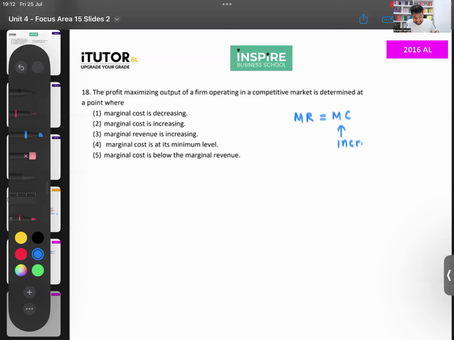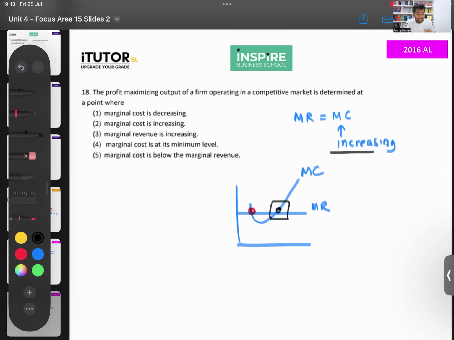increasing. Remember, I think I would have shown you all this in a previous question also. In this diagram, this red dot is also MR equals MC. This black dot is also MR equals MC. But both of those are not your profit maximizing point. Which one is your profit maximizing point? Your profit maximizing level of output is the black dot. It is MR equals MC when MC is increasing.